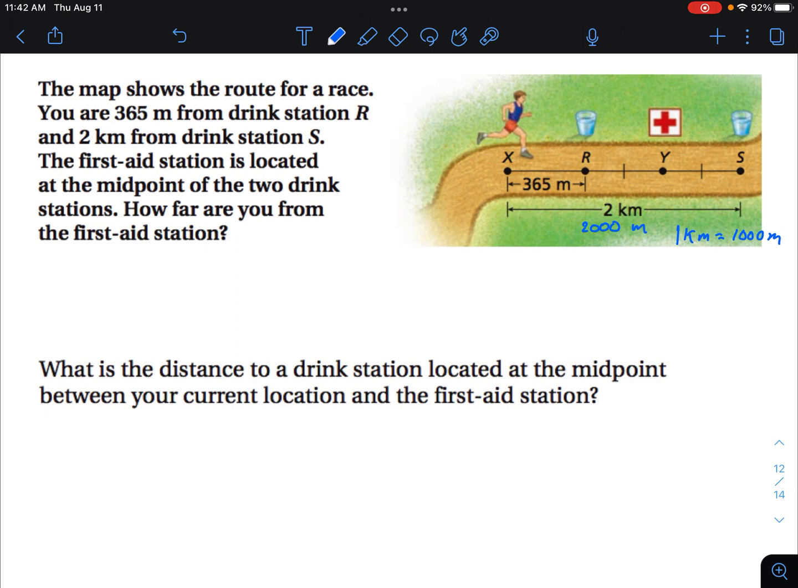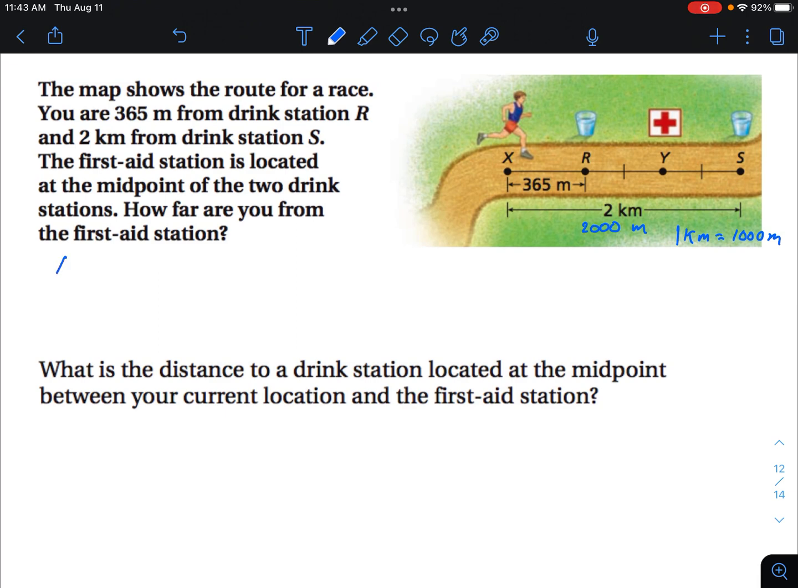And if you read the instructions, it says the map shows the route for a race. You are 365 meters from drink station R and 2 kilometers from drink station S. The first aid station is located at the midpoint of the 2 drink stations. And again, tick mark, visual way for you to know those are congruent. That is the midpoint. They want to know how far are we away from the first aid station. Well, this is going to do some segment addition.